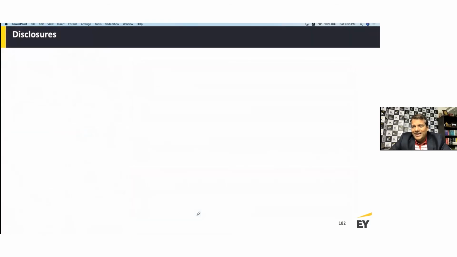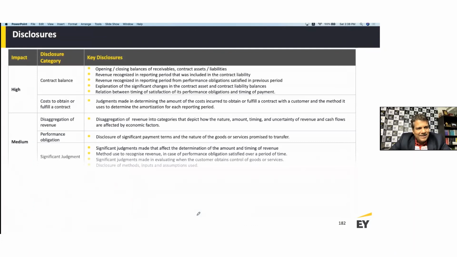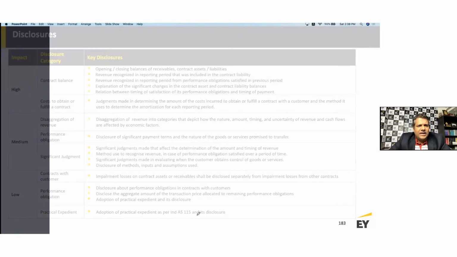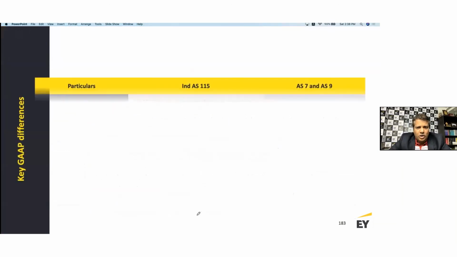Excise duty has now been replaced by GST. But in some jurisdictions, you may still have it. You never know. And then you've got to look at the contract balance, the cost to obtain or fulfill a contract, the disaggregation of revenues, the performance obligations, the significant judgments, the contracts with customers. All of this is what you need to look at from a disclosure perspective in the financial statements. Fantastic disclosures, a lot of information.